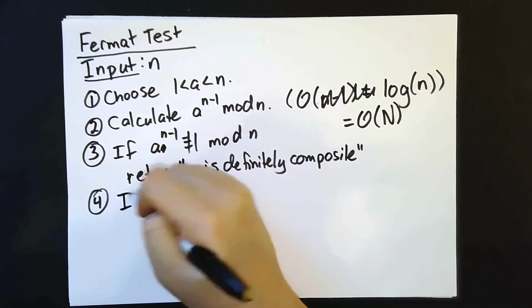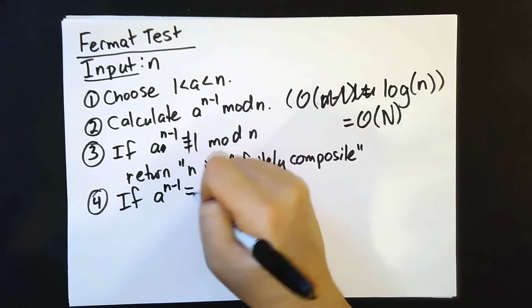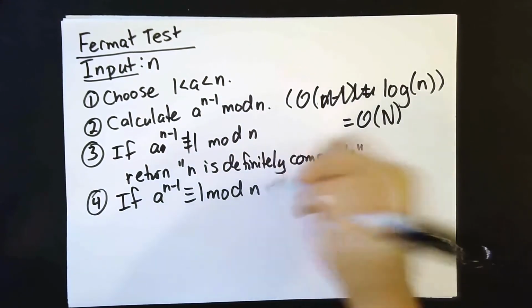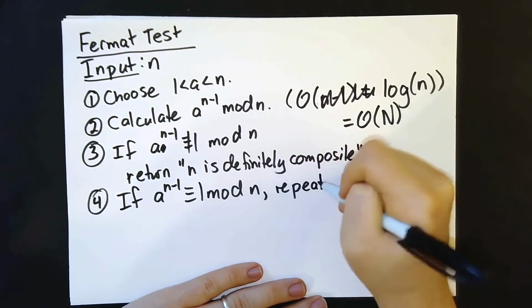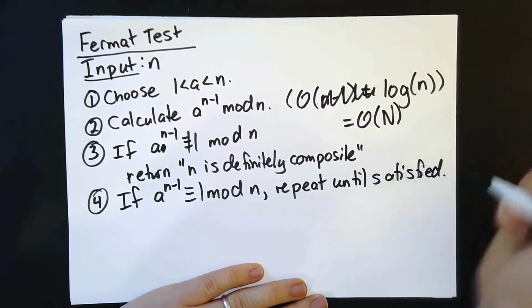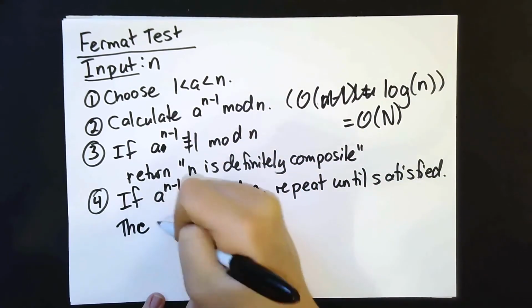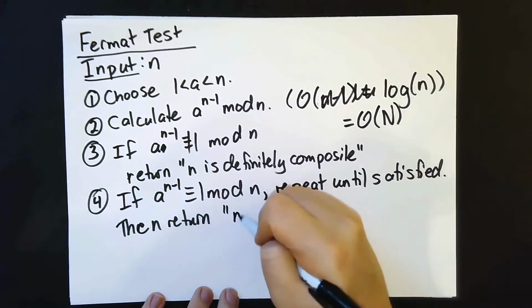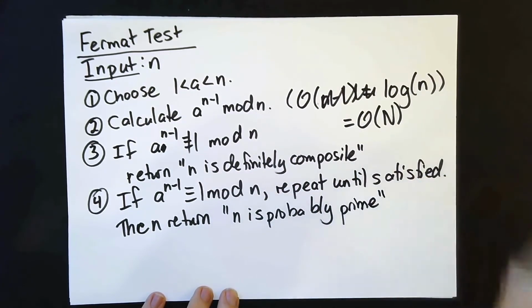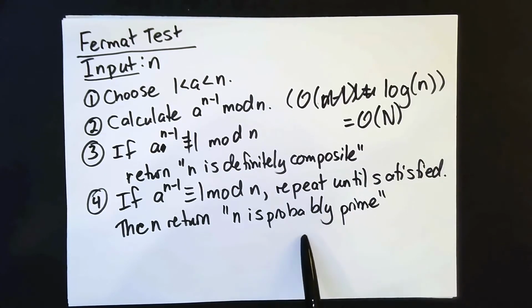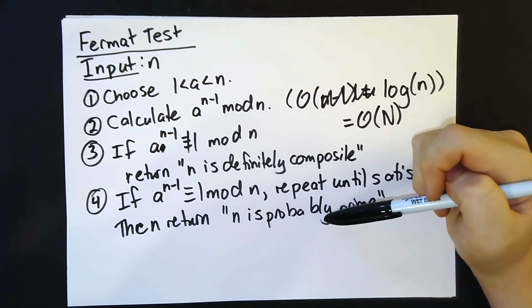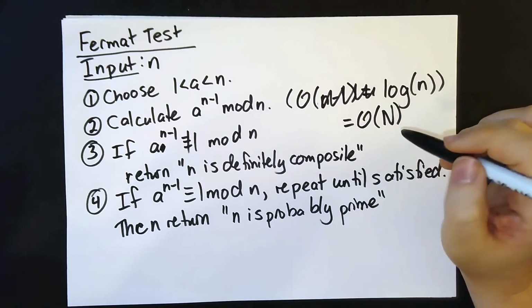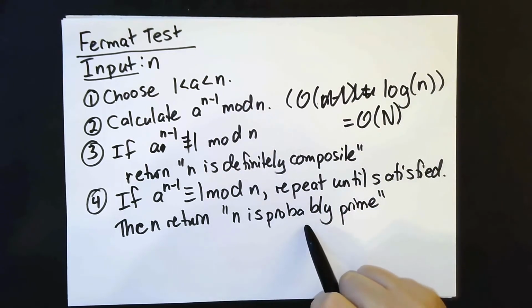If, on the other hand, a to the n minus 1 is 1, well, that doesn't quite tell me anything. So what I might want to do is go back and choose a different a and try again. And so what I'll write is repeat until satisfied. And once you're satisfied, you're not allowed to say n is definitely prime. What you are allowed to say is n is probably prime. And this probably isn't like a coin flip. This probably is some very vanishingly small percentage chance that you somehow got tricked. The chance exists, but you're very unlikely to fall into it in practice.